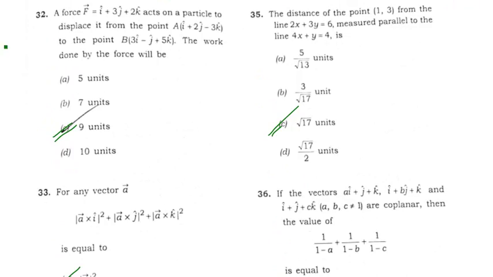Let's hurry up. A force F equal to i plus 3j plus 2k acts on a particle to displace it from point A, i plus 2j minus 3k, to the point B, 3i minus j plus 5k. The work done by the force will be... this is a simple question, you just have to multiply. The force acts on a particle to displace it from point A to point B, so this is the displacement. Then the work done is force times displacement, so we'll get the answer 9 units.